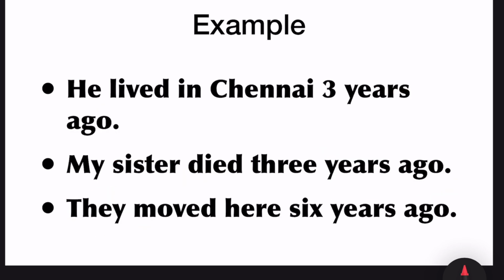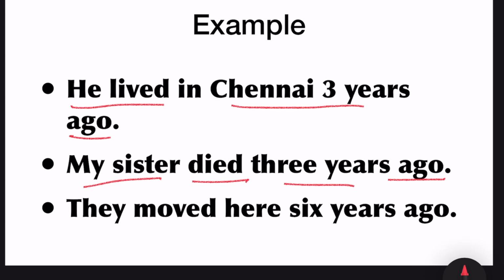Look at these example sentences. He lived in Chennai 3 years ago. My sister died 3 years ago. They moved here 6 years ago.